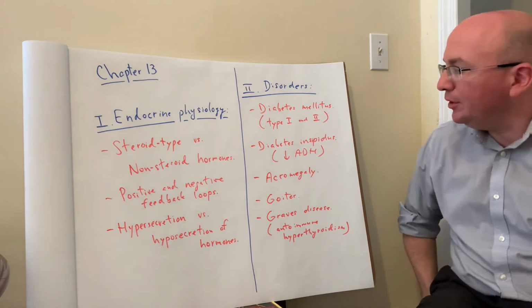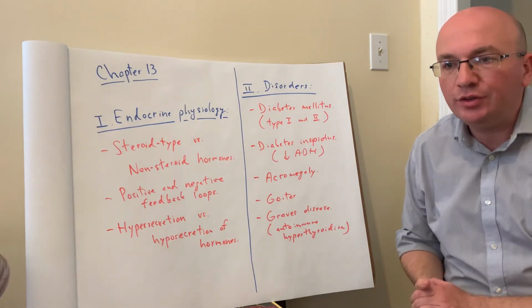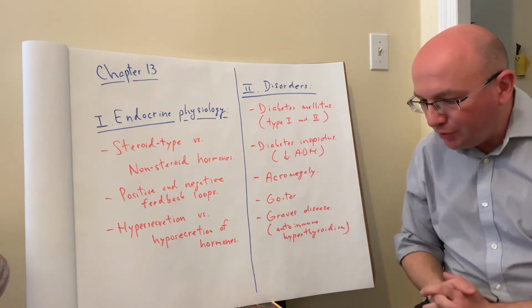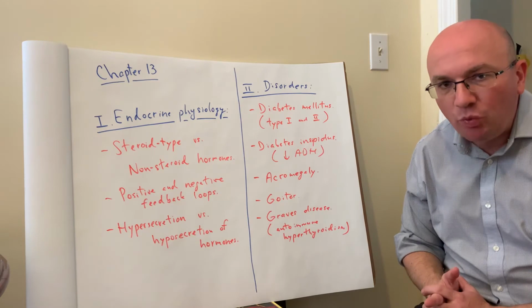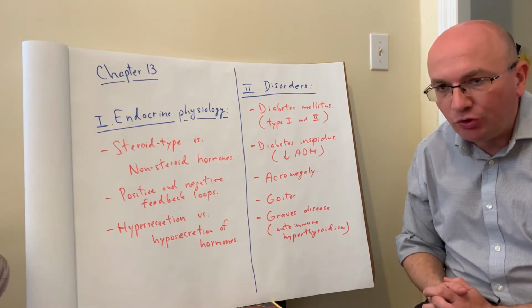Now, what kind of common disorders do we have in this system? There's quite a lot of different endocrine disorders that exist. Here I'm illustrating just a few of the relatively more common ones, those that you might come across and that the author is mentioning in our book.